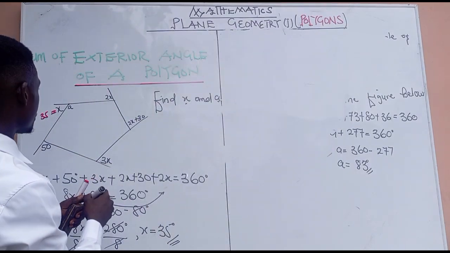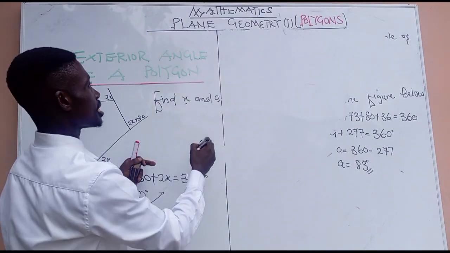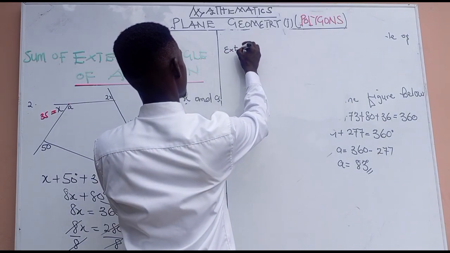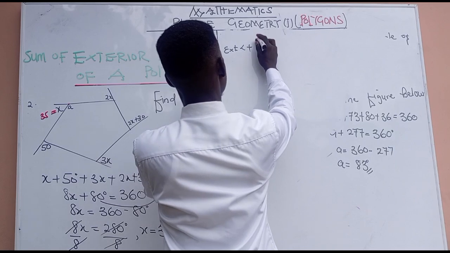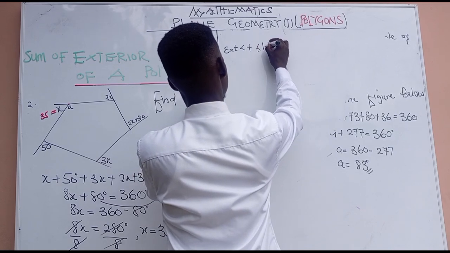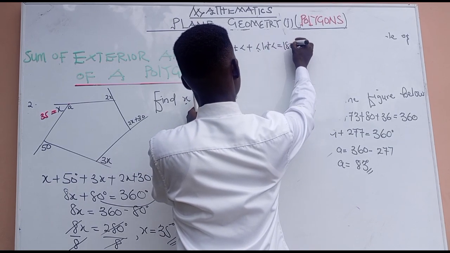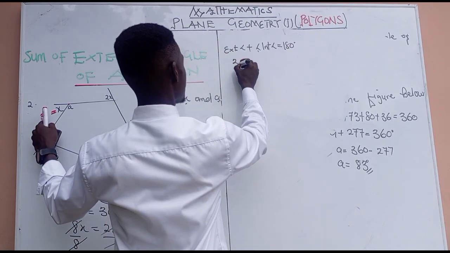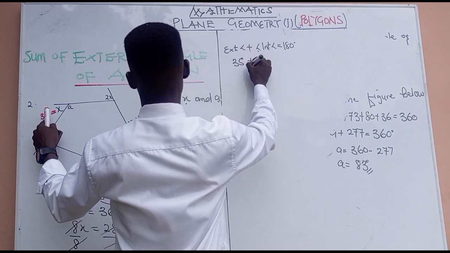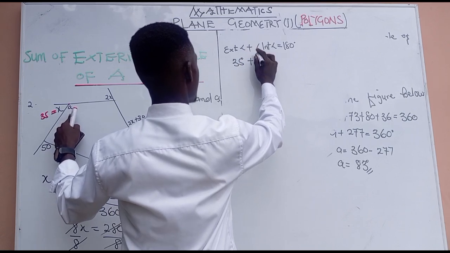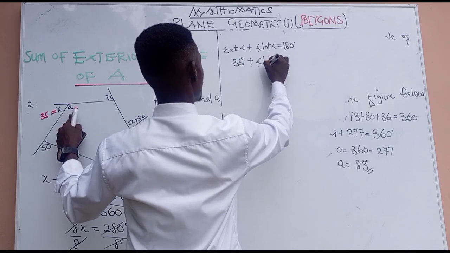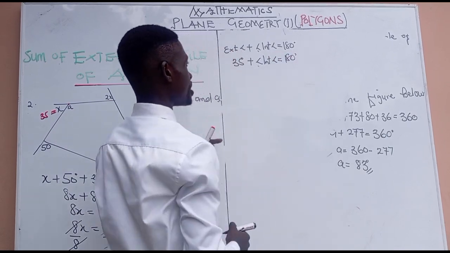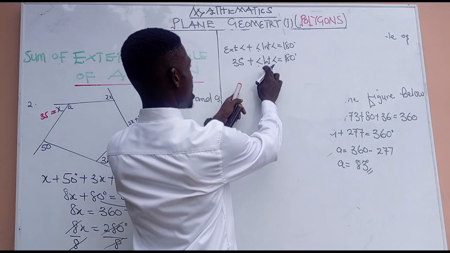So we can say that x plus E, which is what? Exterior angle plus corresponding interior angle is equal to 180 degrees. Now our exterior angle is 35 degrees. Our interior angle is what we are looking for. We don't know. So we have interior angle, and this is equal to 180 degrees. So we are looking for the interior angle, which is what?